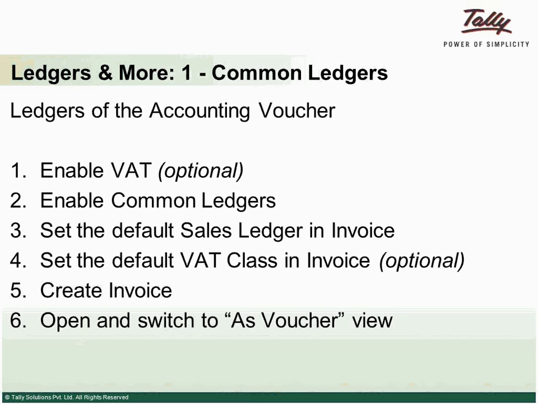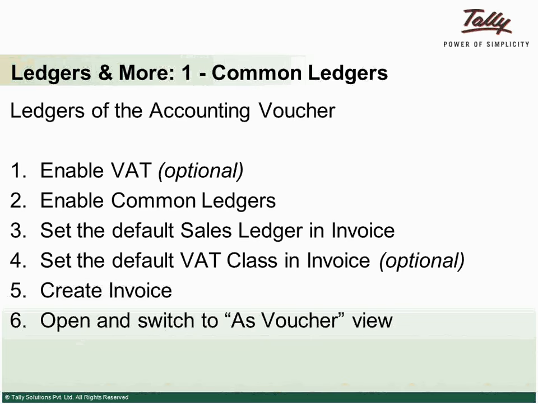Next option, we are going to see common ledgers. Common ledgers, ledgers of the accounting vouchers. We have been ignoring the ledger names that came up while making invoices. The invoice is a transaction that impacts the various ledger accounts. As you know, these are the accounting vouchers. When making a sales transaction, since this makes more sense in the context of taxes, let us ensure VAT is enabled in the company. Note that VAT is not needed to use the default ledger feature, but most customers will have VAT enabled.